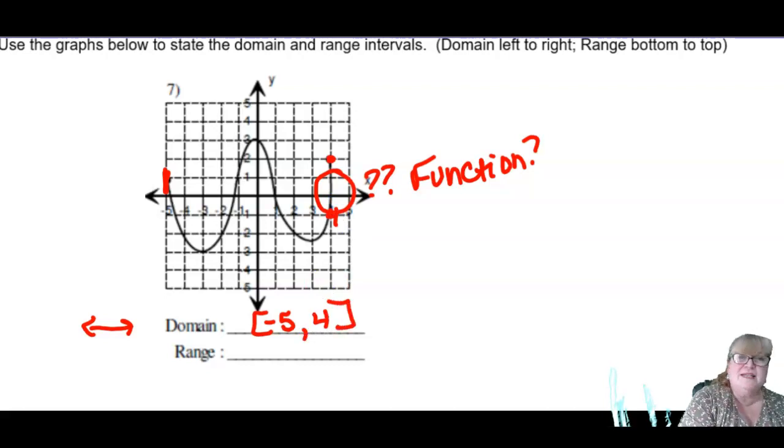All right, but the dots don't matter, the ends don't matter when we're doing range because it goes further down than those dots. The furthest down it goes is -3, and we're going to say it hits it. And it goes up, the highest it ever gets is 3 because there's no arrows. So we would say -3 to 3 are the y values, or the range values.